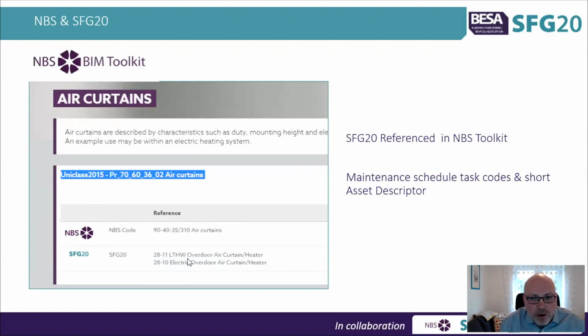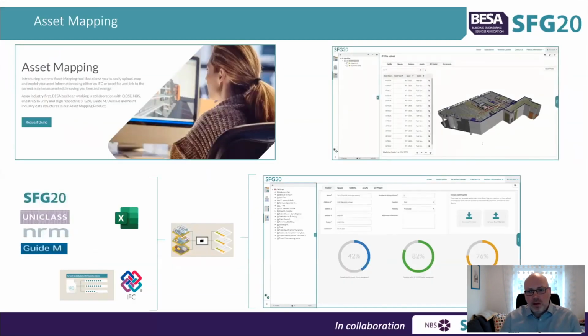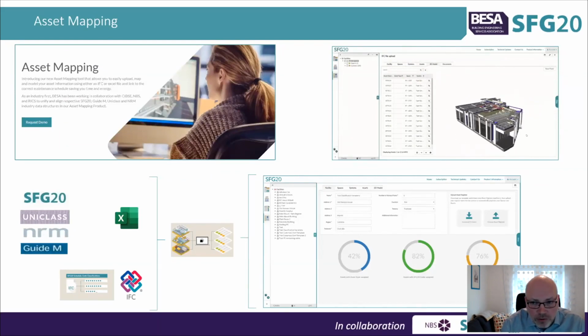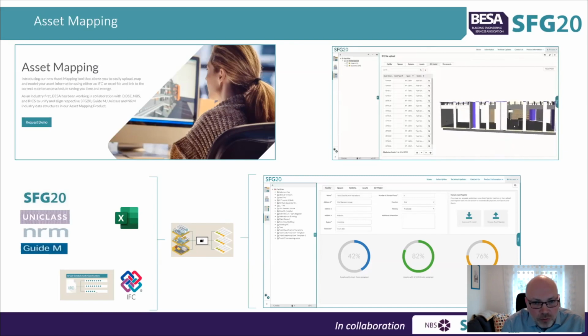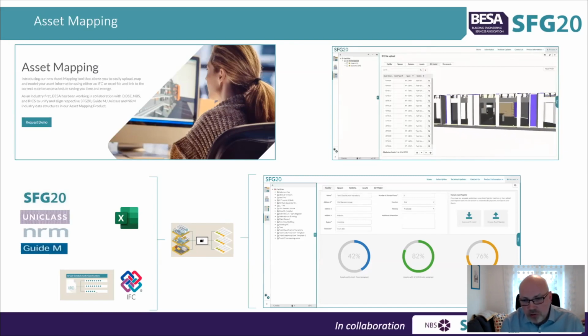As an output of the collaboration, SFG20 is now referenced in the BIM toolkit, detailing SFG20 task codes and short asset descriptions, enabling users to see asset maintenance requirements referenced within the Uniclass structure. Within SFG20, we've developed an asset mapping solution. This enables users to upload asset data either in a spreadsheet or a digital model, an IFC file, and it will auto map SFG20 schedules to those particular data structures.